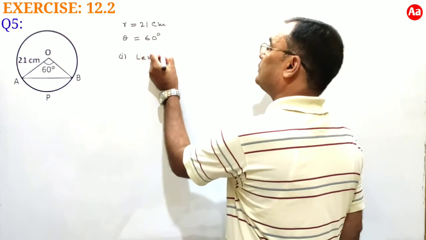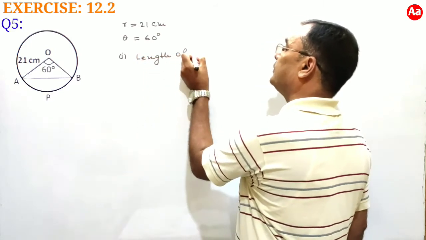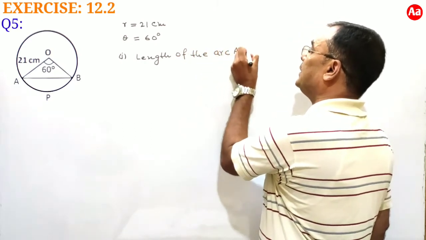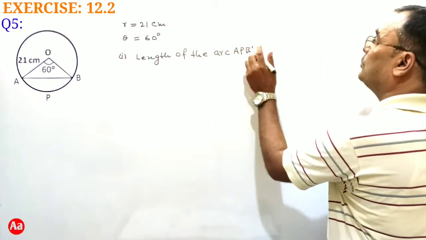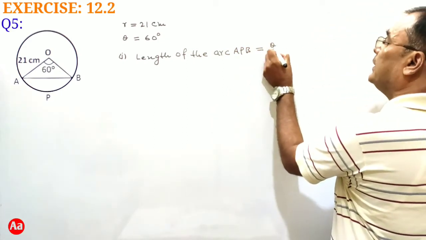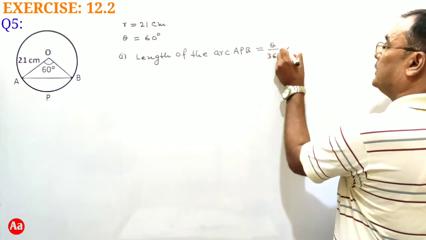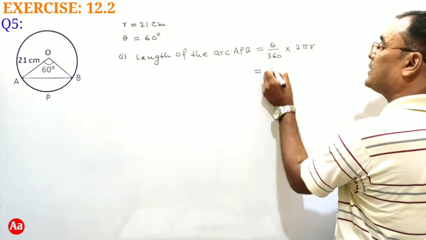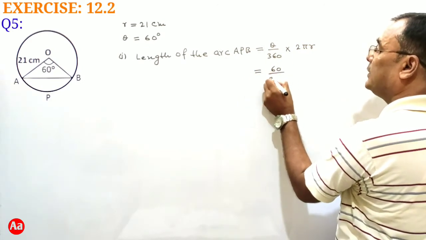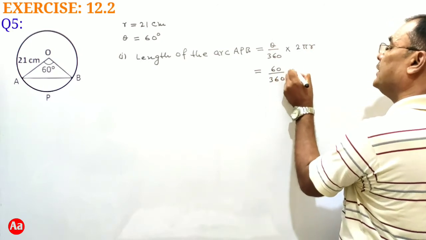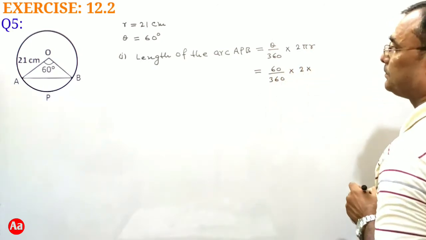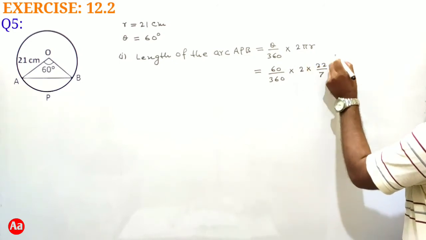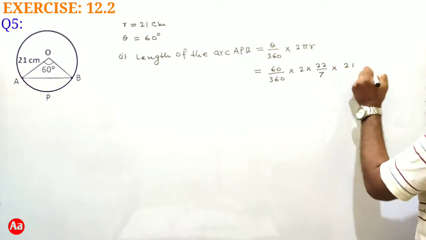So length of the arc APB is equal to theta by 360 into 2 pi r. Theta is 60, so 60 by 360 into 2 into 22 by 7 into radius 21.